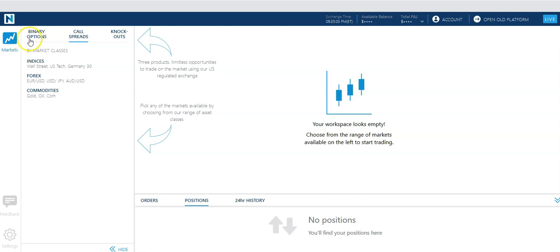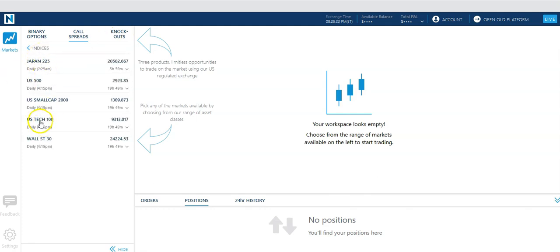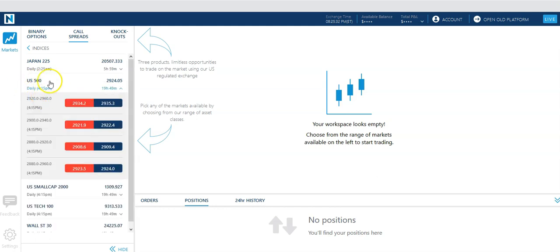So right here, if we click on binary options, call spreads, knockouts, we're going to look at call spreads. You have three choices: indices, forex, or commodities. I trade the ES S&P E-mini futures, so we're going to go there. We're going to look at the US 500, and as you can see, there's a daily option, or daily contracts. Now, they also have intraday contracts that run for a couple hours, and those contracts I do not recommend trading.